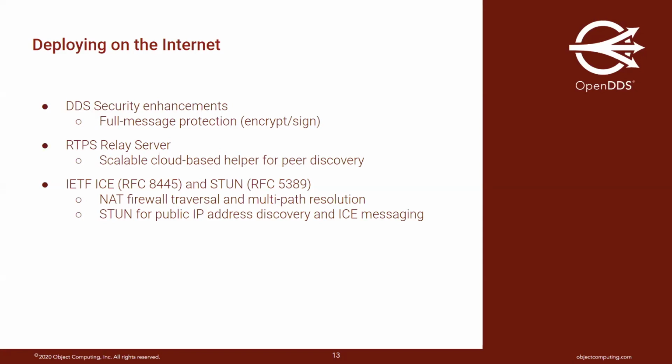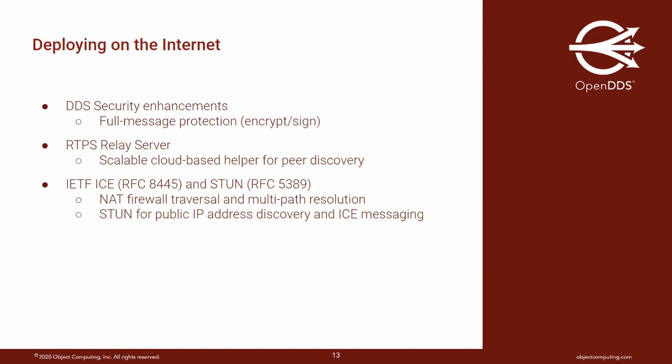The second of these is the RTPS relay server, and we'll talk a little bit more about this in a moment, but it's a scalable, cloud-based helper for peer discovery, right? So what happens when we have two peer programs that are on different networks and their firewalls say that they can't directly send datagrams back and forth? Well, that's what this relay server is all about.